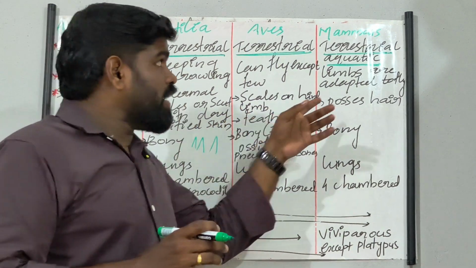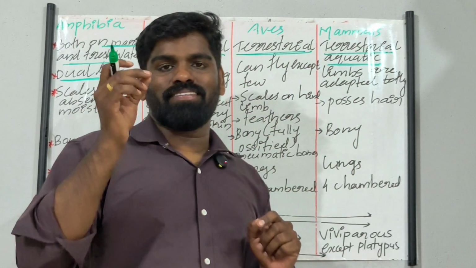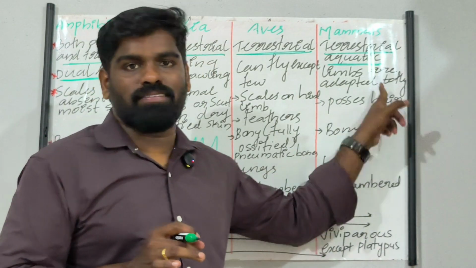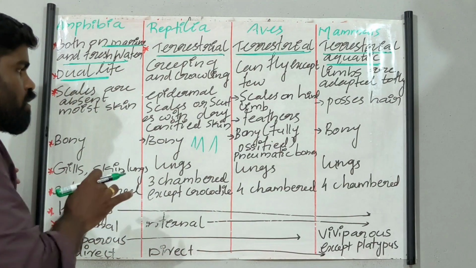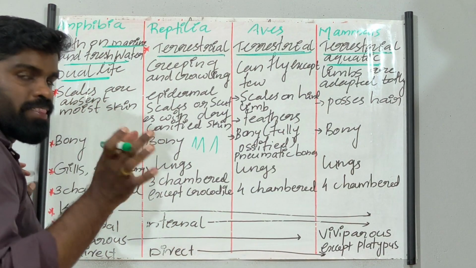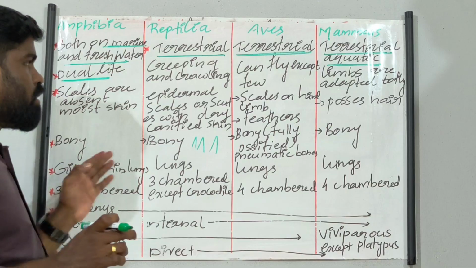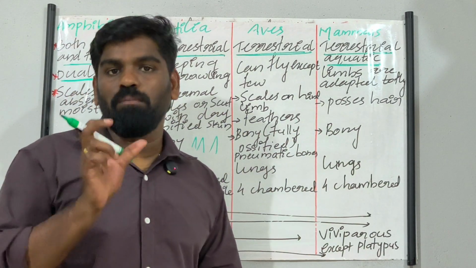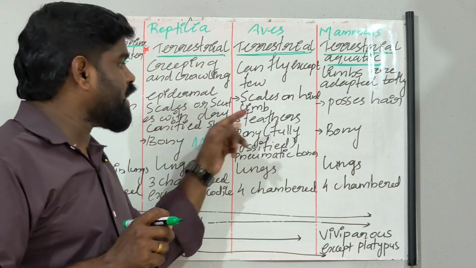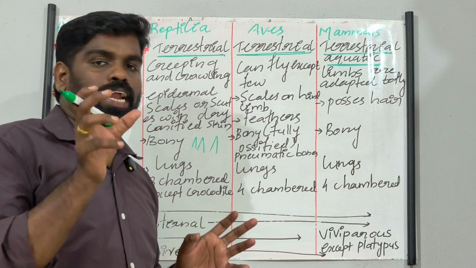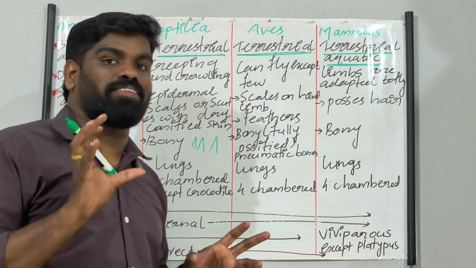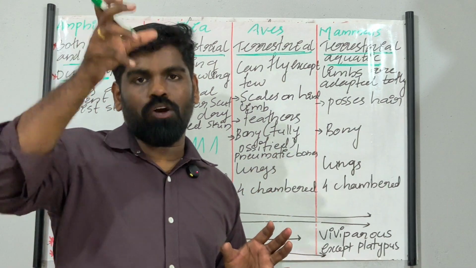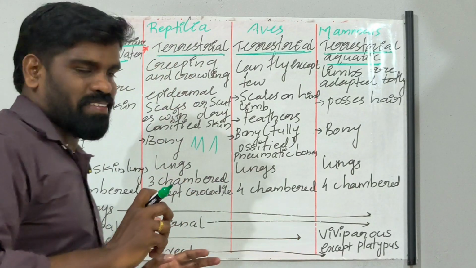Okay, now in case of mammals, the skin possesses hairs. So skin possesses hairs in mammals. Now, in case of amphibia, they have a bony endoskeleton, and reptilia, aves and mammals also have a bony endoskeleton. Now, in case of aves, the bony endoskeleton is fully ossified. We can say that pneumatic bones are there. It is hollow. Pneumatic bones are present.